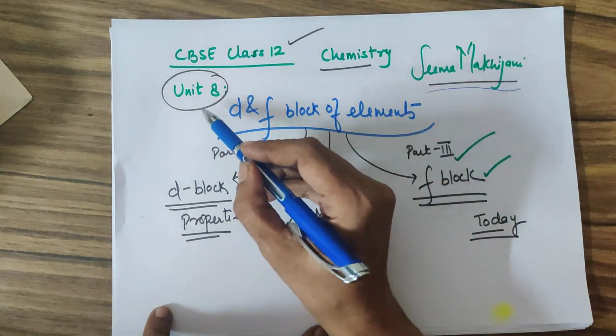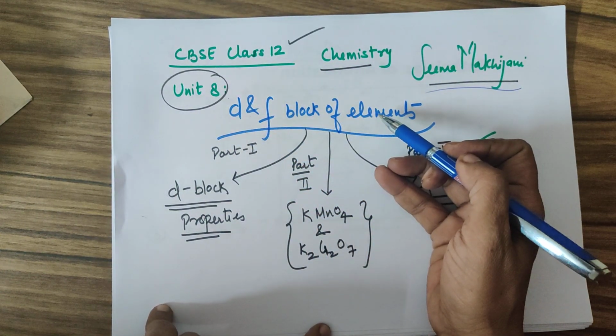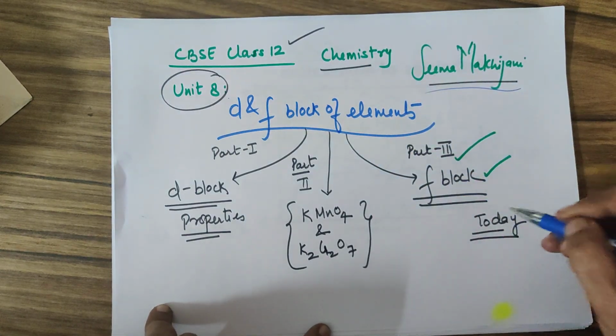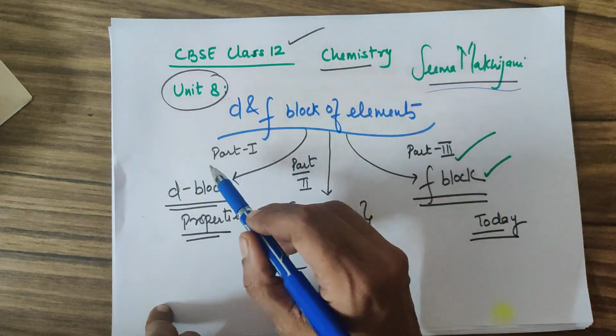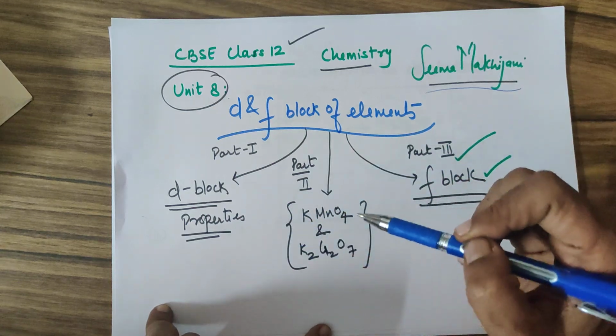Continuing with Unit 8, the d and f block of elements. This chapter I said I'll be doing in 3 parts. Part number 3, dealing with the lanthanoids and actinoids, has already been done. We are left with part 1 and part 2. In today's class I am going to talk about part 2.